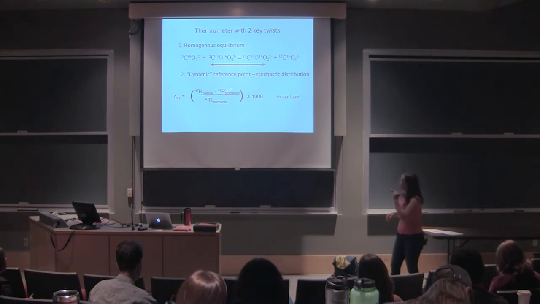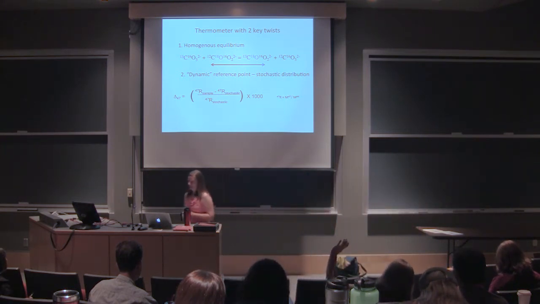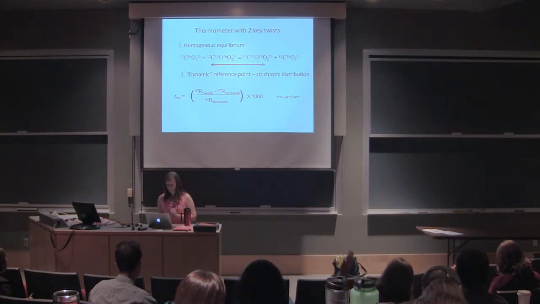And so this is why we want this sort of dynamic reference point. We want to be able to account for the fact that you might have different overall absolute abundances of heavy isotopes at your disposal to make your clumps from.